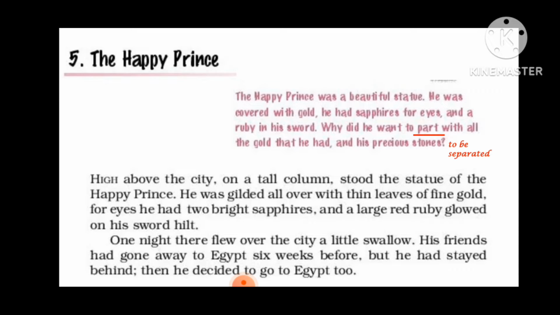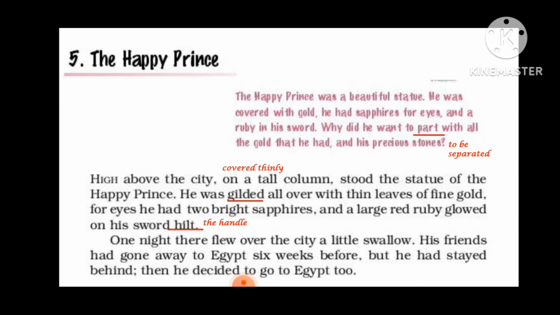High above the city on a tall column stood the statue of the Happy Prince. He was gilded all over with thin leaves of gold. Gilded means covered thinly. For eyes, he had two bright sapphires and a large red ruby glowed on his sword hilt. Hilt is the handle. So the statue of the Happy Prince was high above the city on a tall column, at a high place on a pillar. It was covered all over with thin leaves of gold, and for eyes he had two bright sapphires, and there was a large red ruby that glowed on his sword handle.